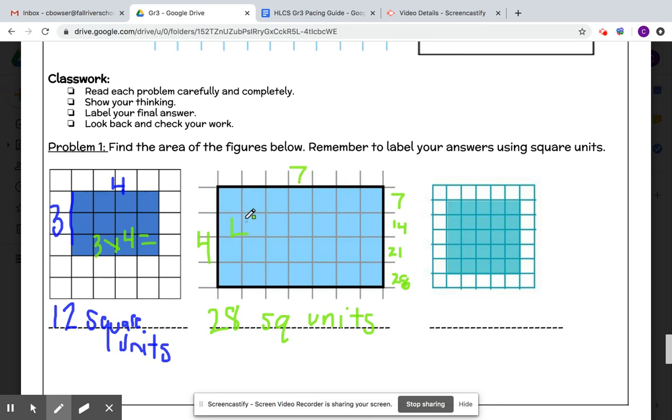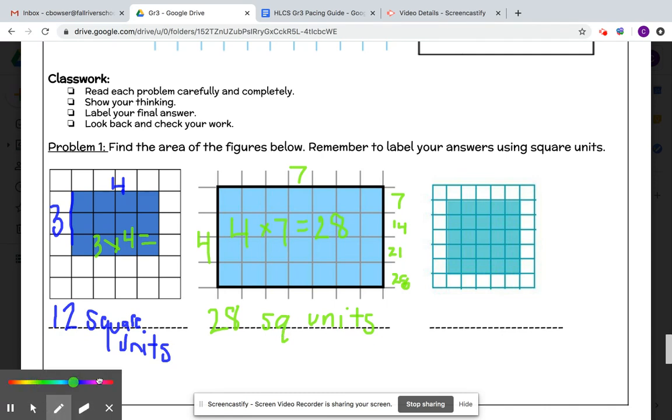So I can also solve this by doing 4 times 7. And to confirm that 4 times 7 is 28, you can count the squares or you can skip count. We count 7, 14, 21, 28. Great, that was 4 groups of 7. So 4 times 7 is 28. Our final answer is 28 square units. Let's do the next one.